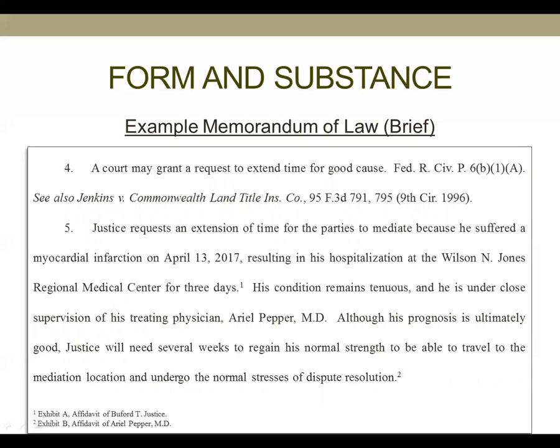After that, you've got some authorities cited here. You have the Federal Rules of Civil Procedure and a Ninth Circuit Court of Appeals opinion. And that is to support the proposition that a court may grant a request to extend time for good cause. That means good reason. And so paragraph 5 then goes on to argue what the good reason for extending the time is. And it has to do with the plaintiff's having suffered a heart attack resulting in his hospitalization.